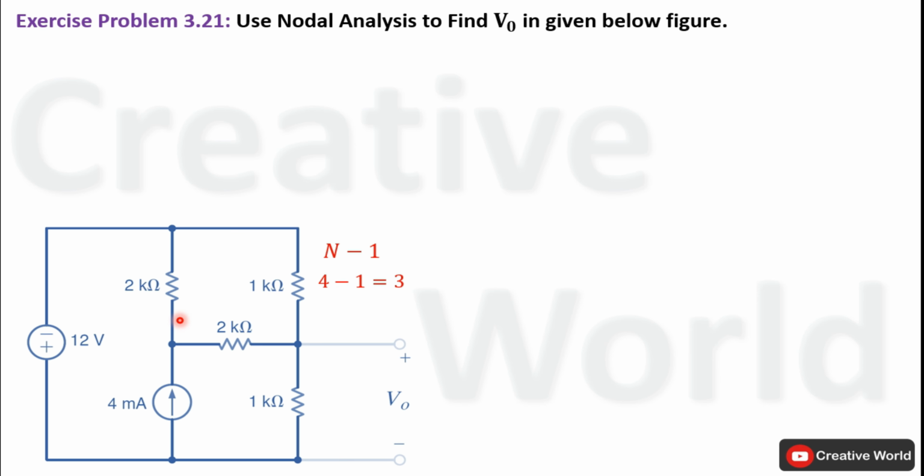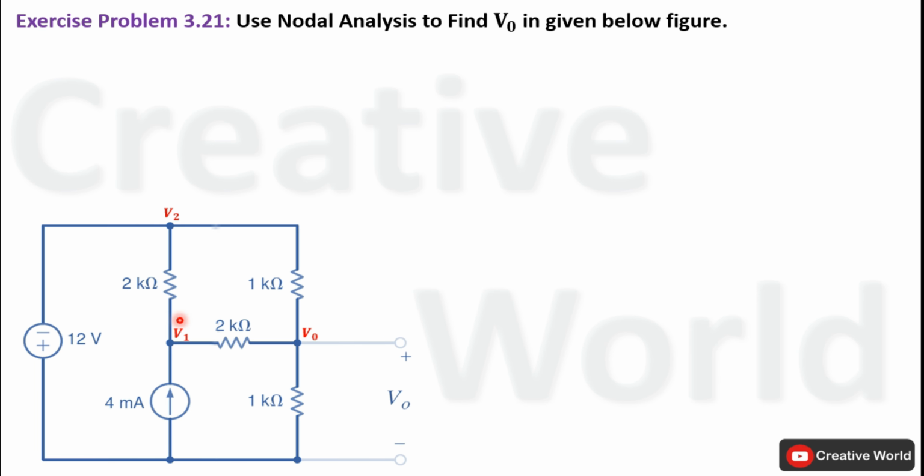In the next step, we have to label all unknown non-reference node voltages. We are considering this node as a reference or ground node. The other 3 non-reference node voltages are labeled as V0, V1 and V2. This V0 is appearing across this 1 kilo ohm resistance with respect to this reference or ground node. So whatever the value of this node voltage will be, the same voltage will be appearing across this 1 kilo ohm resistance as well. And we are interested in calculating the voltage across this resistance.